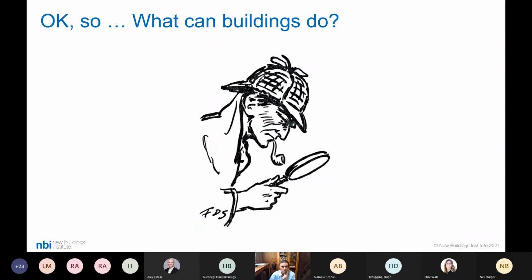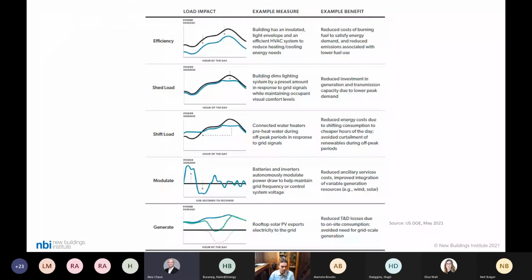So DOE, Department of Energy, Building Technologies Office came out with what they call their GEB roadmap. GEB is Grid Interactive Efficient Buildings. It's basically building grid integration. This came out in May of this year, and they include a couple categories of actions that a building could take. So efficiency is at the top there, right?